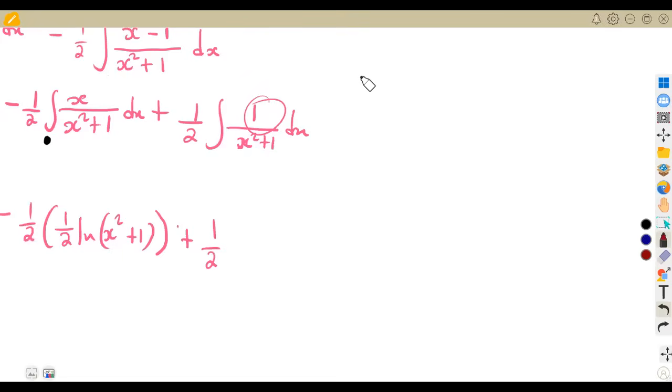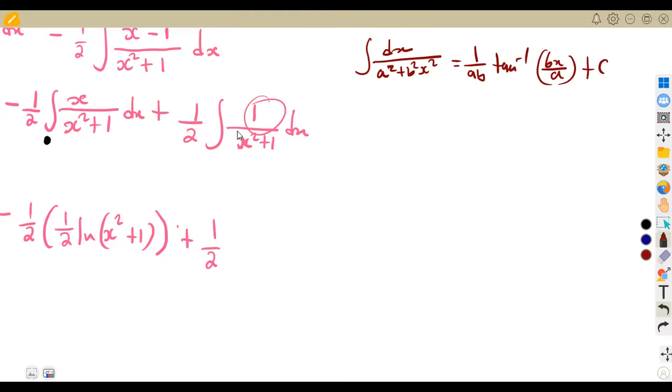From this integral, it states that if we are given to integrate dx over a squared plus b squared x squared, which equals 1 over ab arctan of bx over a. It was given in terms of a squared, no problem, and I'm just going to write it the way it is given there. Like I said, we are supposed to know this integral, that it was taken from arctan. But if you do not know this, then you check for the format of this nature.